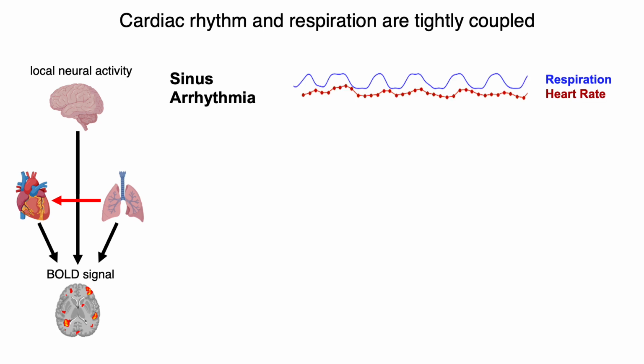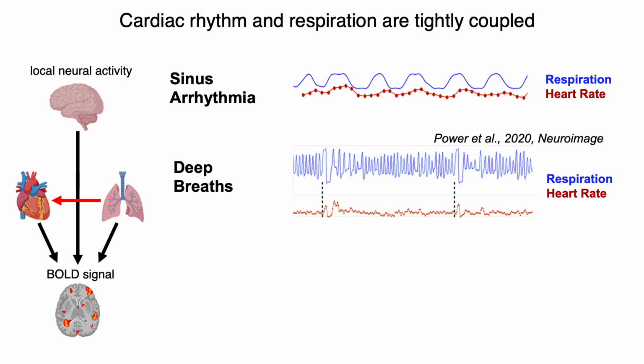Sinus arrhythmia involves the entrainment of heart rate to the phase of breathing. Despite its name, it's a feature of a healthy heart rhythm. Deep breaths and sighs occur spontaneously to help inflate collapsed alveoli, and these typically cause excursions of heart rate, as recently shown by Jonathan Power and colleagues.